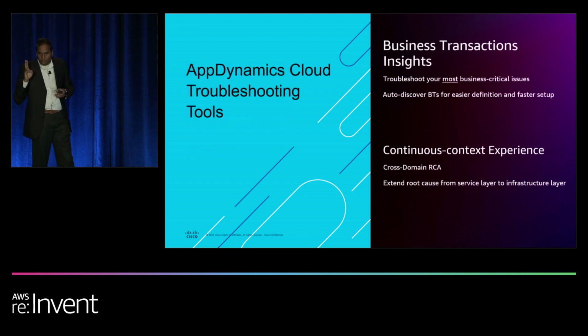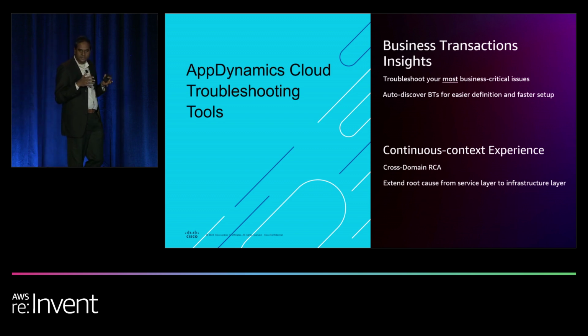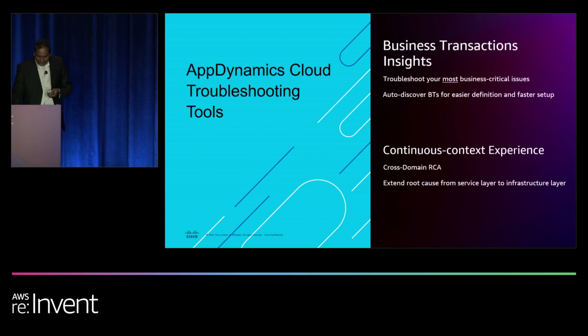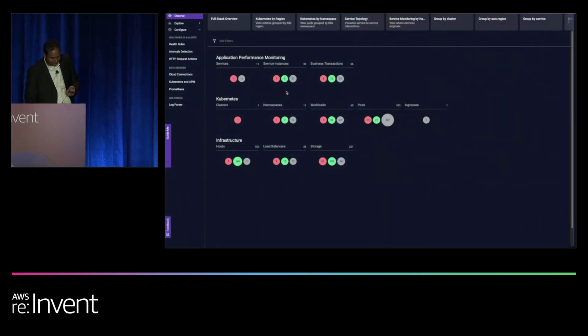I'll have you pay attention to 2 things, right? I talked about business transaction insights. How do you correlate this for business? And second is that idea of continuous context, right? How are you able to keep all of this as part of the overall context in some ways, right? Those are 2 things for you to note down. Okay. With that, let me play the demo.